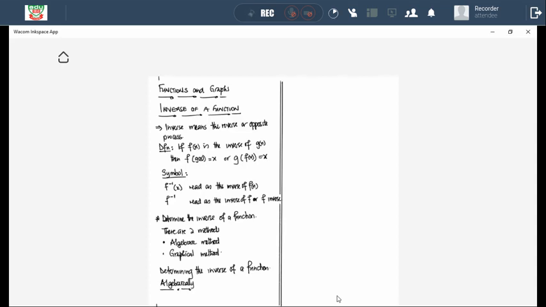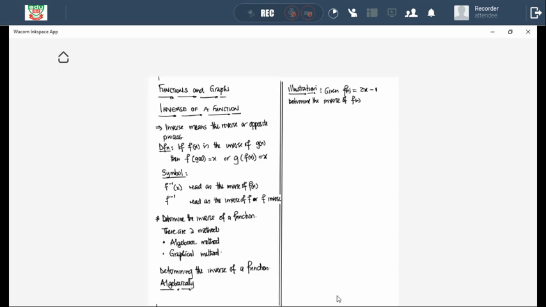algebraically, let me do an illustration there that will take us through the process of getting the inverse algebraically. Say I've got a function. Say I'm given a function f of x, given f of x to be equal to 2x minus 1. Determine the inverse of f of x.